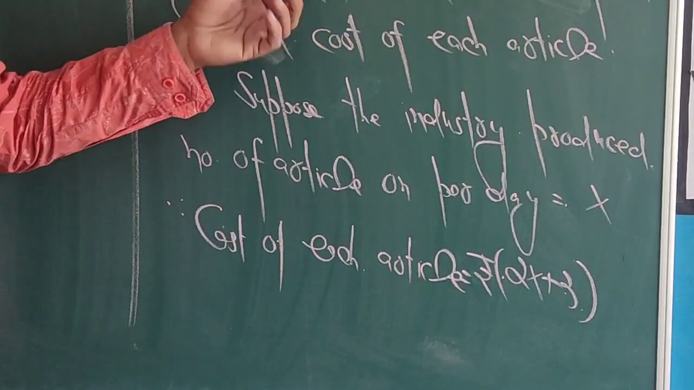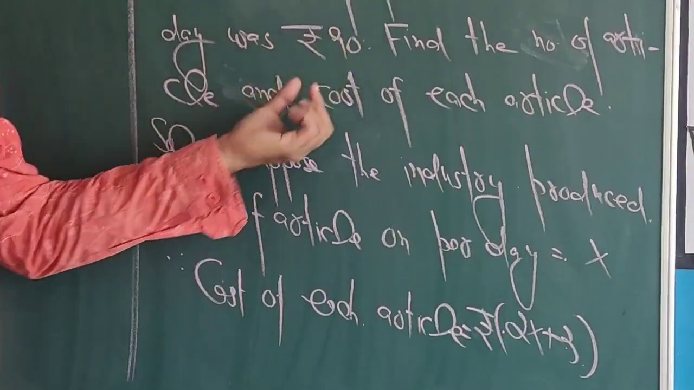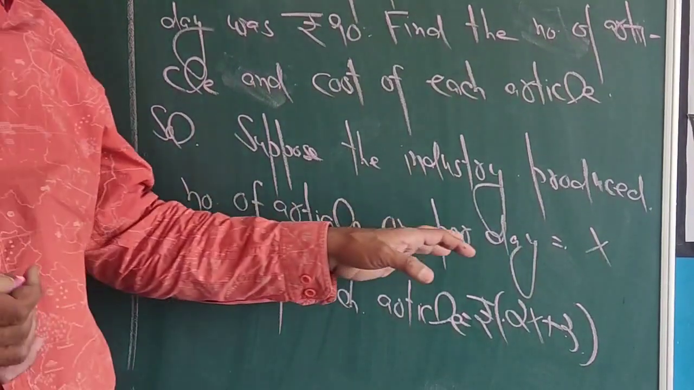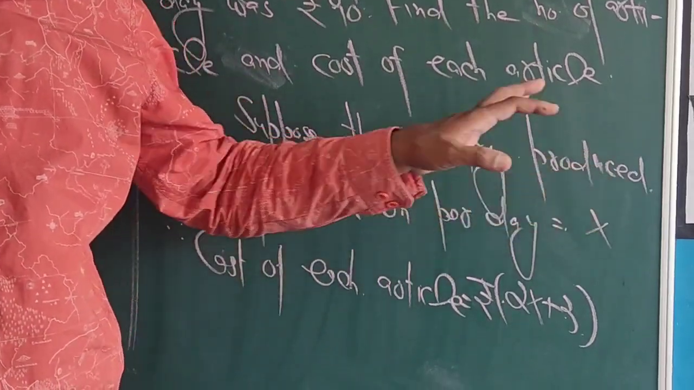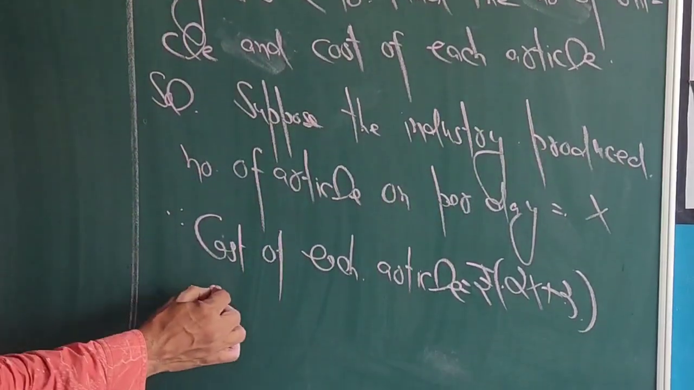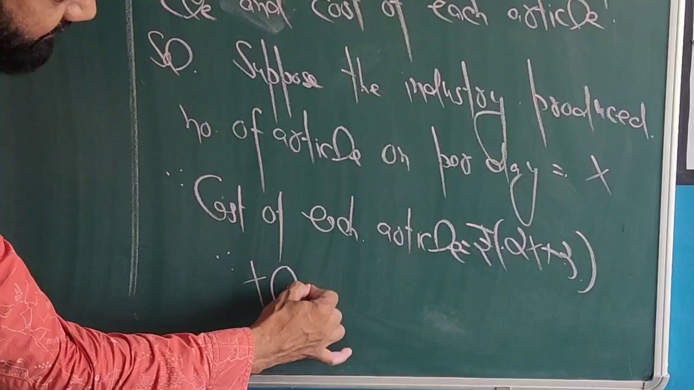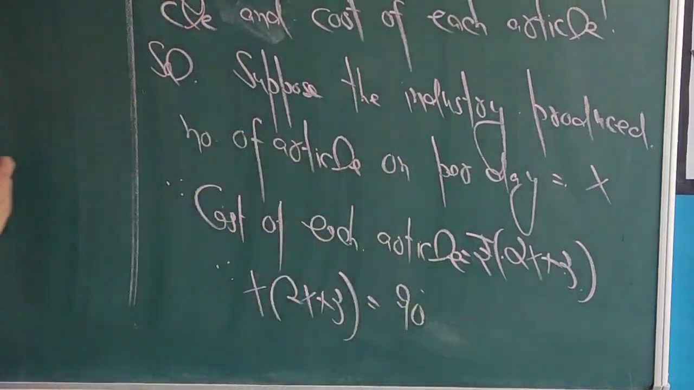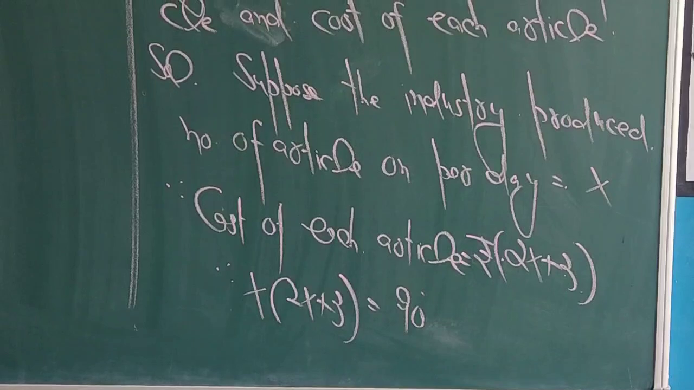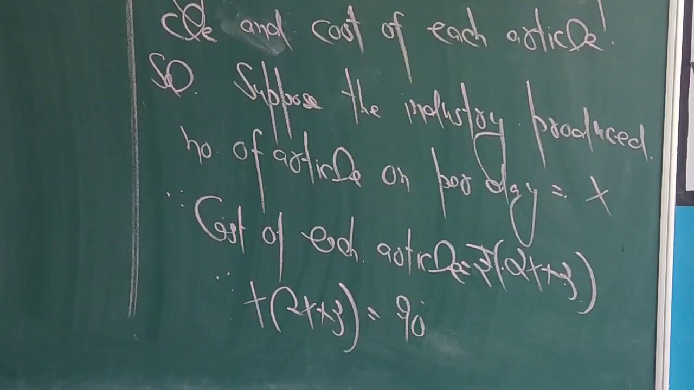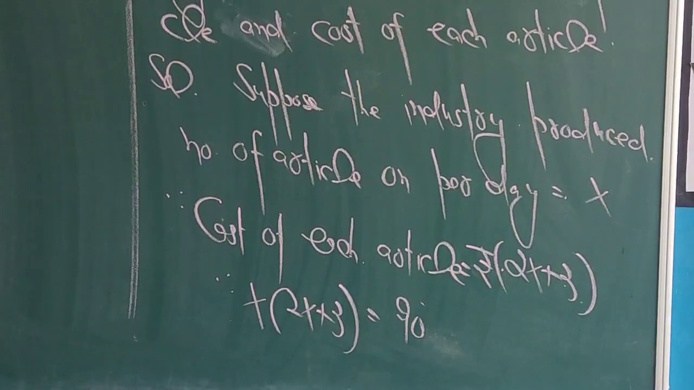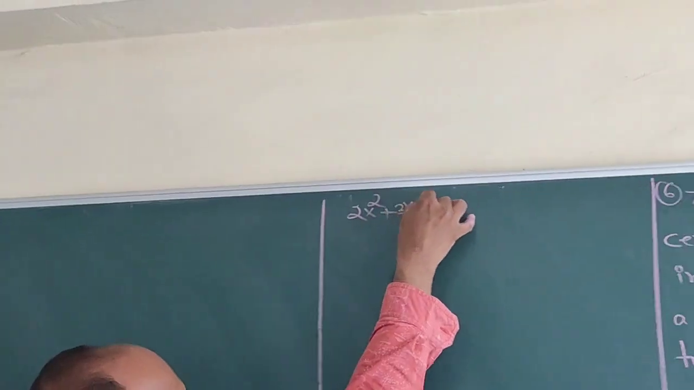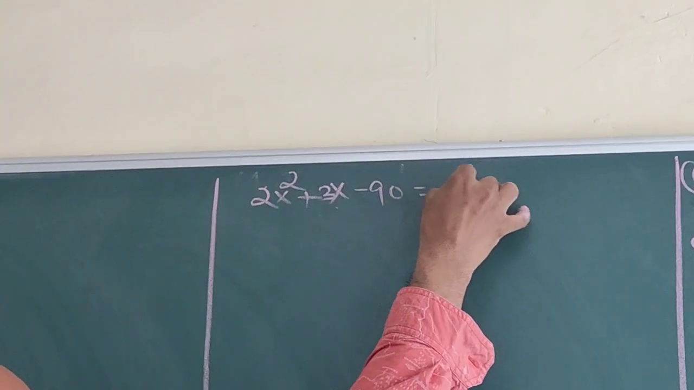Now it is given the total cost is rupees 90, and we know the total cost is obtained by multiplying the number of articles with the cost of each article. Therefore, x multiplied by (2x plus 3) is equal to 90. Now, by solving it, we get 2x square plus 3x minus 90 equal to 0.